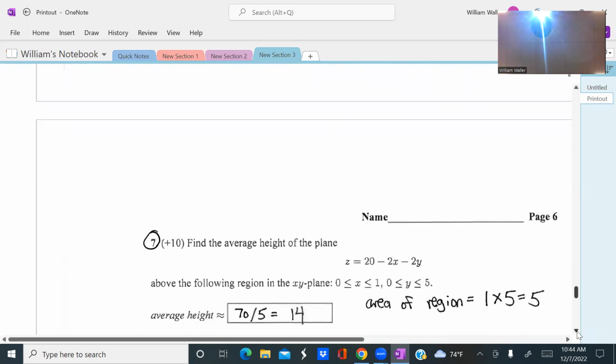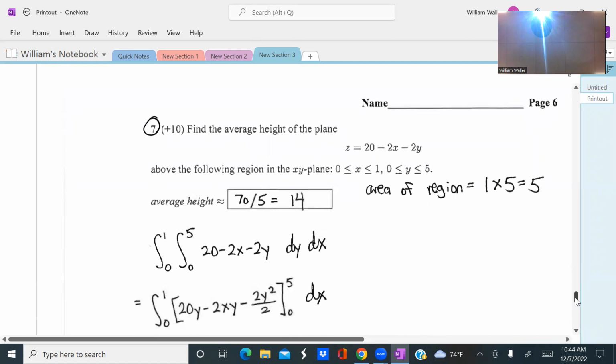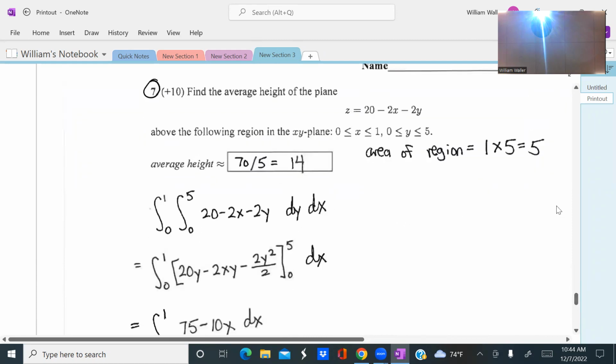All right, one more. Most people did well on this one, except they just forgot the last step. So here we're finding the average height of this plane. This is a plane, 20 minus 2x minus 2y. So when you graph that surface, you get a plane. And we want to know what's the average height of that plane above the xy plane, over this region of the xy plane.